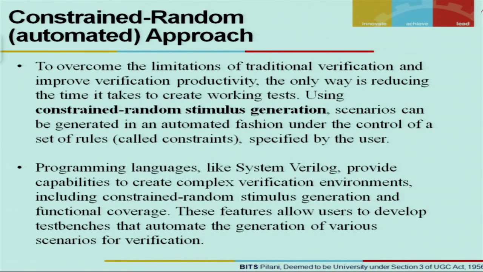And the modern approach is called constraint random approach. To overcome the limitations of traditional verification and improve verification productivity, the only way is to reduce the time that it takes to create the test cases. Using this approach, which is called constraint random stimulus generation, the different scenarios, that is test cases, can be generated in an automated fashion under the control of a set of rules which are called constraints, and those constraints are specified by the user, which in turn is specified by the specification.